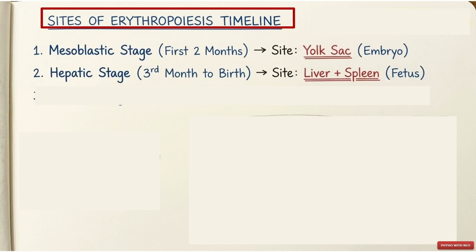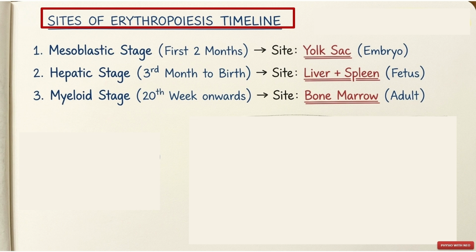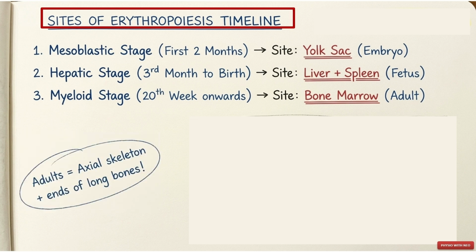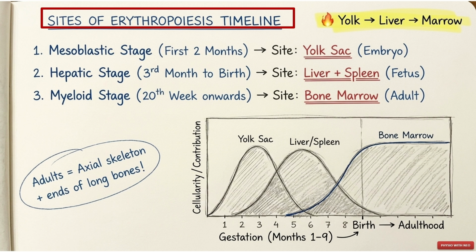Now the favorite viva question. Where does erythropoiesis occur throughout life? Remember this timeline. Mesoblastic stage, yolk sac. Hepatic stage, liver and spleen. And myeloid stage, bone marrow of the axial skeleton and ends of long bones. Simply remember yolk sac, liver and marrow. Embryo to adult in one line. This is one of the highest yield viva questions.